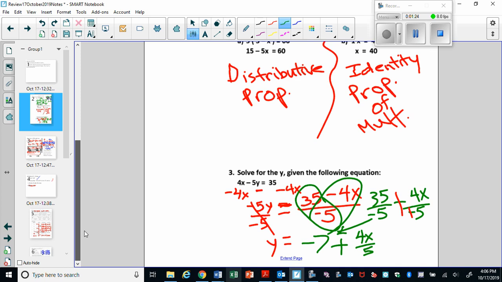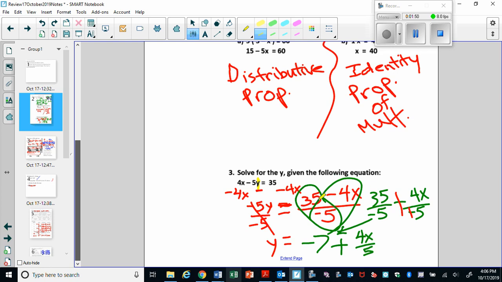In this problem, we need to solve for y. Step 1, subtract 4x on both sides, because in the end, you are going to highlight what we are trying to isolate, trying to get that y by itself. So we first subtract 4x on both sides, and then we divide both sides by negative 5.